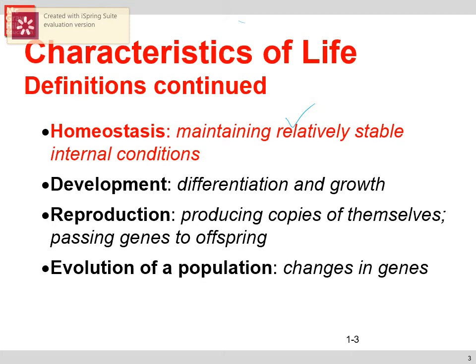But when the baby grows larger in size, the cells divide. That is called growth. So the increase in size of the organism is called growth, but development is differentiation of cells and growth of the organism altogether. And then all living organisms reproduce, meaning they have the ability to produce an offspring.